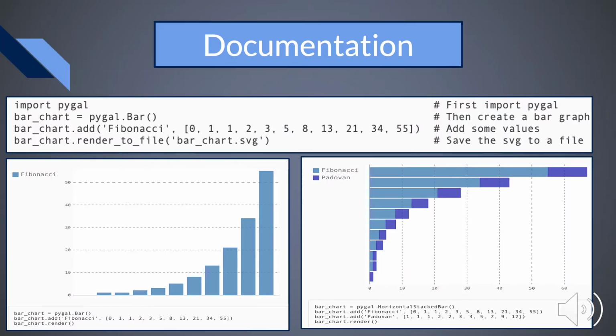Thanks, Colton. So these are a couple simple examples of the visualizations that PyGal can create using only a few lines of code. The chart on the left is a simple bar graph of only one variable, the Fibonacci sequence. As you can see, with a few tweaks of code to define the second variable and to change the chart type, we're able to create a horizontal stacked bar chart of the two variables.